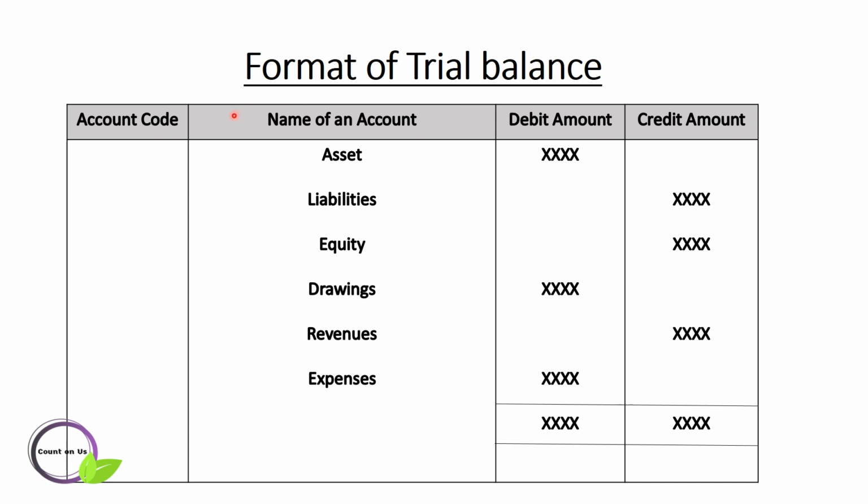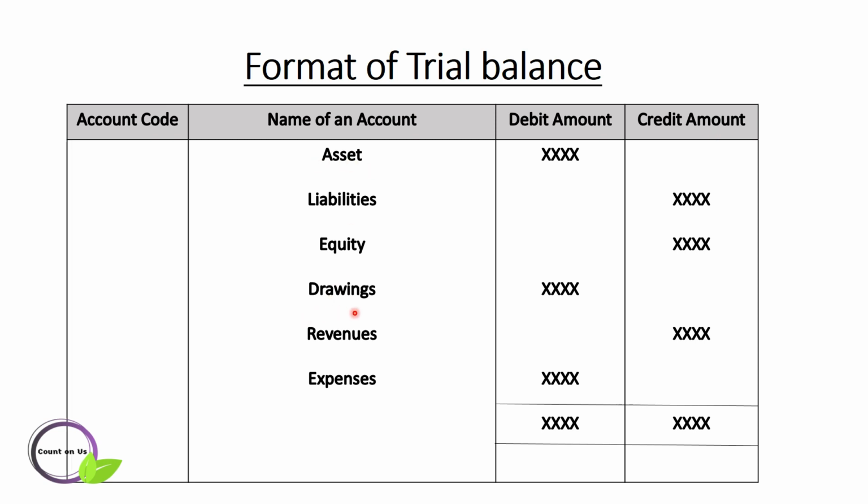You can see that there are 4 columns: account code, name of the account, debit amount and credit amount. You should learn which accounts come under the debit column and which accounts come under the credit column. It will be easy if you study those things properly.